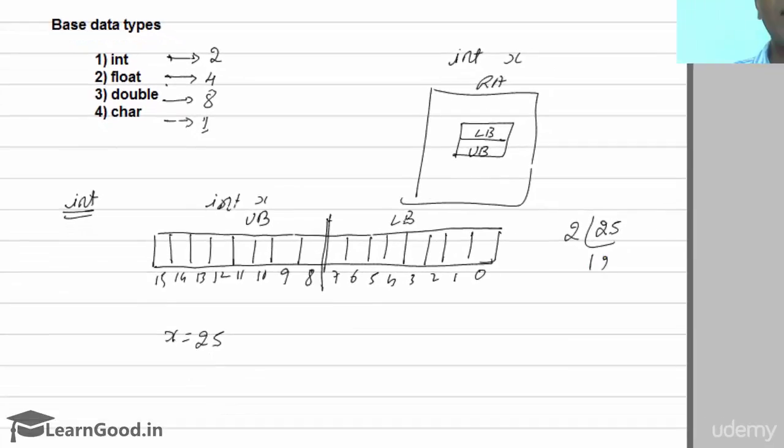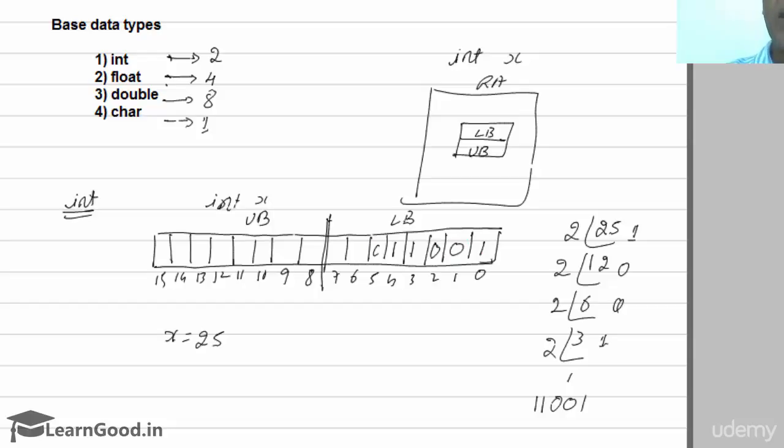2 12s are 24, 1 is the remainder. 2 6s are 12, 0 is the remainder. 2 3s are 6, 0 is the remainder. Here 2 1s are 2, 1 is the remainder. So the binary value of this 25 is nothing but 11001. So how has 11001 been stored? Here, 11001. This is how the data has been stored.